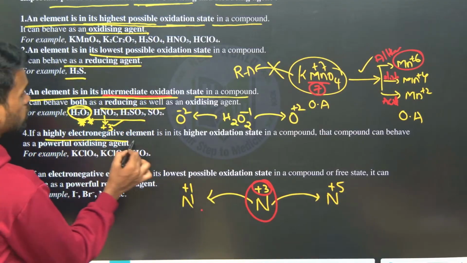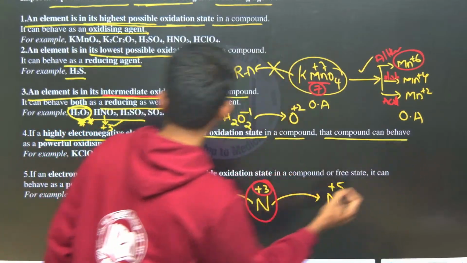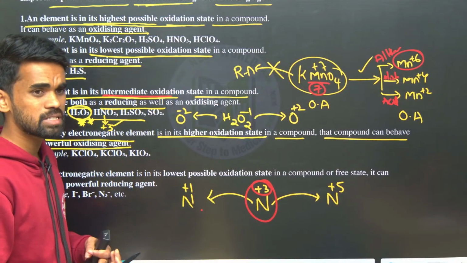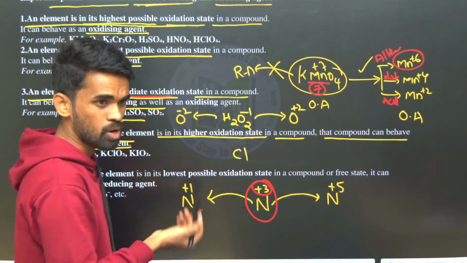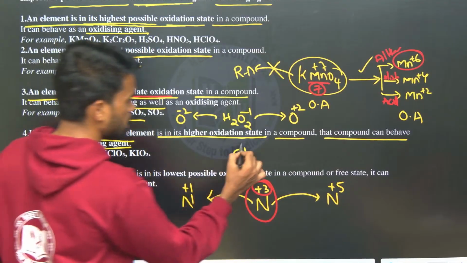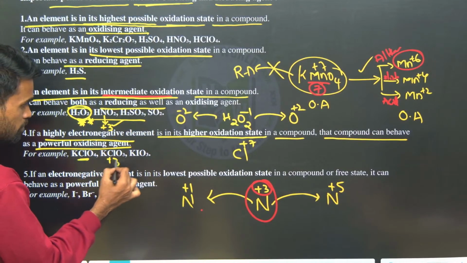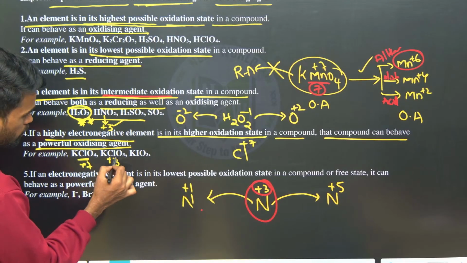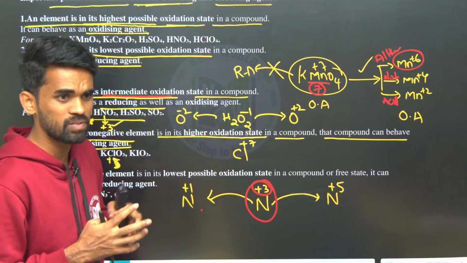If a highly electronegative element is in its higher oxidation state in a compound, then that compound can behave as a powerful oxidizing agent. Highly electronegative elements like chlorine and fluorine, we know, won't usually be in a positive oxidation state. Let's discuss chlorine here. Here it is in +7 oxidation state, here it is +3. Here it is iodine, with +7 and +5. So you can see +7 is the highest oxidation state for chlorine.